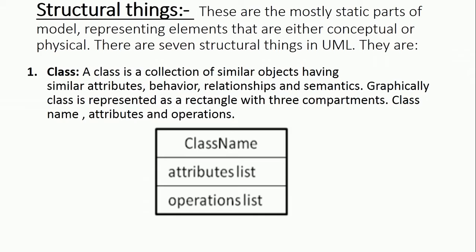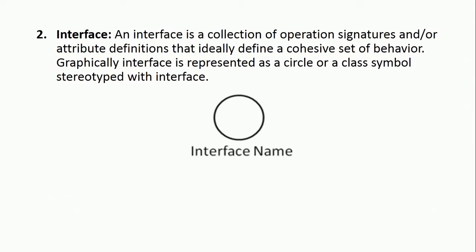So here it is shown in the figure. So first of all, what is class? Classes are a set of objects which have similar responsibilities. So class name, attribute list and the operations. This is the first structural thing in UML. Now the interface. What is interface? Interfaces are set of operations which specify set of classes.